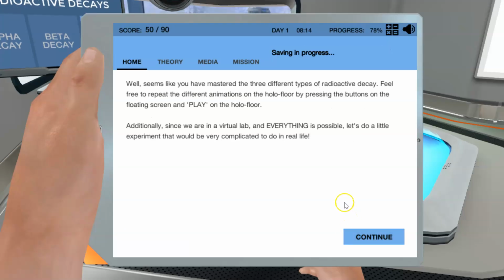Well, seems like you have mastered the 3 different types of radioactive decay. Feel free to repeat the different animations on the holo floor by pressing the buttons on the floating screen and play on the holo floor. Additionally, since we are in a virtual lab and everything is possible, let's do a little experiment that would be very complicated to do in real life.